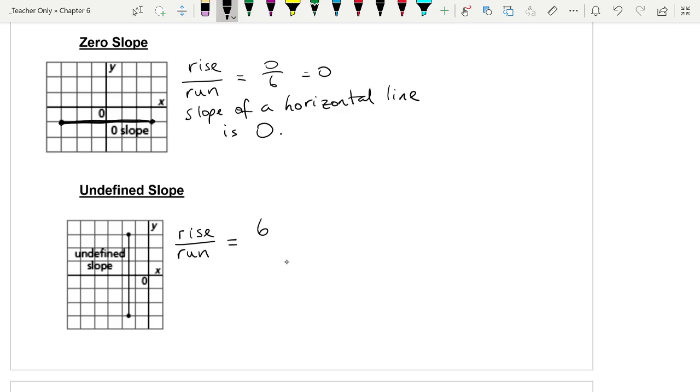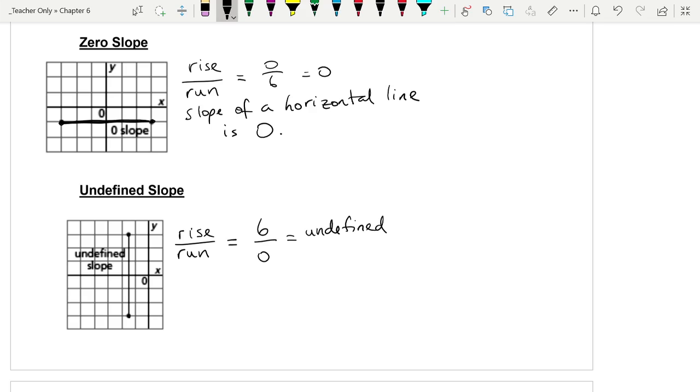But it doesn't matter whether it's +6 or -6, because how much do I move from left to right from this point to this point? And the answer is none. Have we had this conversation yet? Why can't we divide by 0? Why is it perfectly acceptable to go 0 divided by 6 is 0, but when I try going 6 divided by 0, I get what we call mathematically undefined? Why can't we divide by 0?